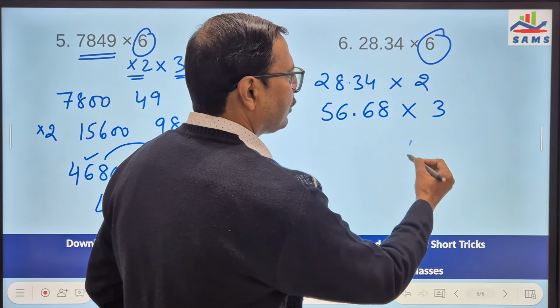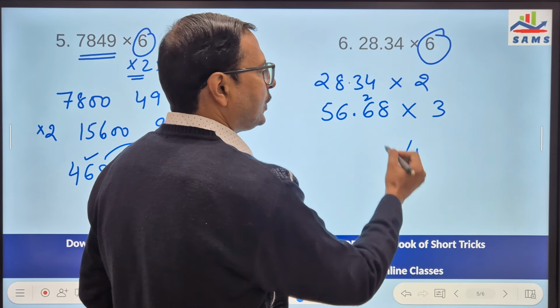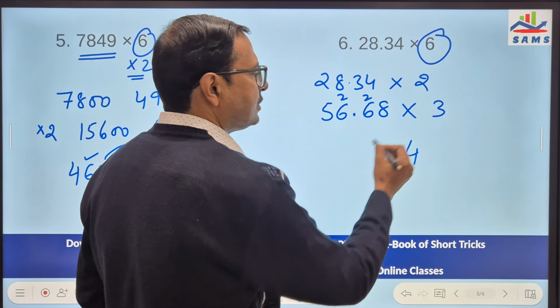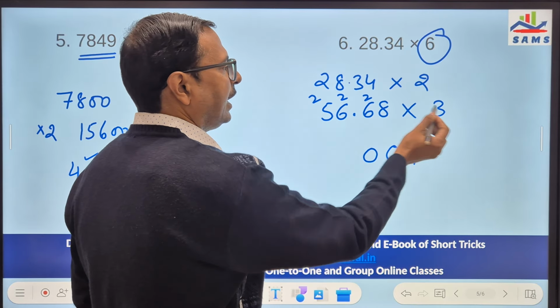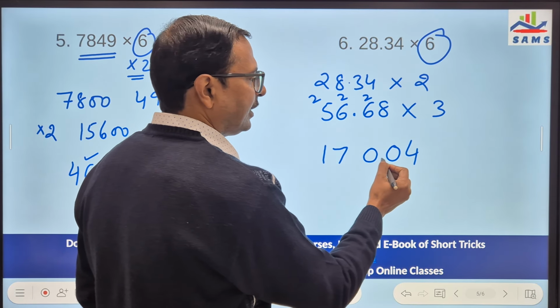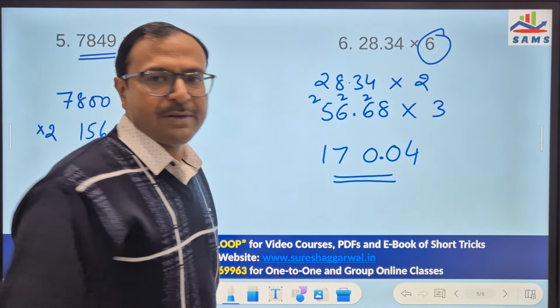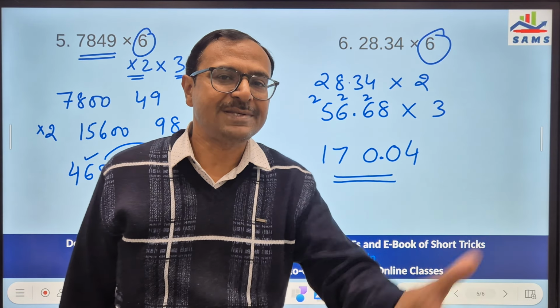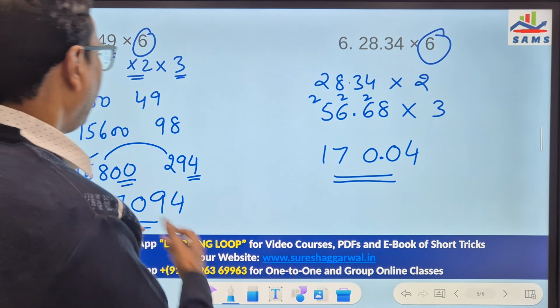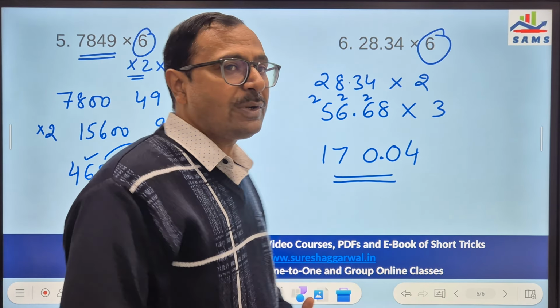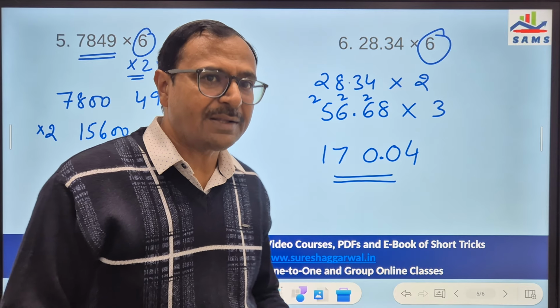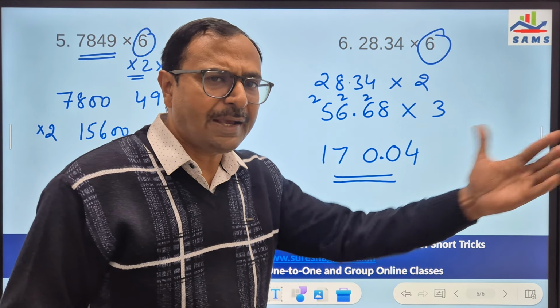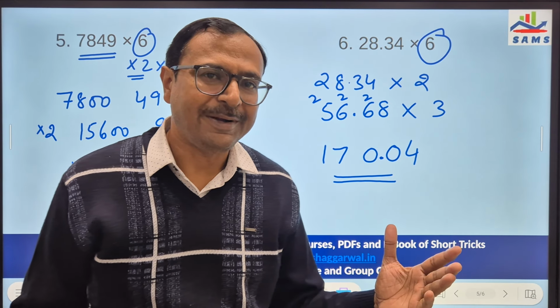This is 24, 2 carry, 18, 20, 0, 2 carry again, 0, 2 carry again, and then 17. So we have 170.04, which gives me the product of this decimal by 6. So friends, you can see how quick we can do these calculations, and if we don't get stuck in these basic calculations, the higher calculations are going to be a little bit easier.